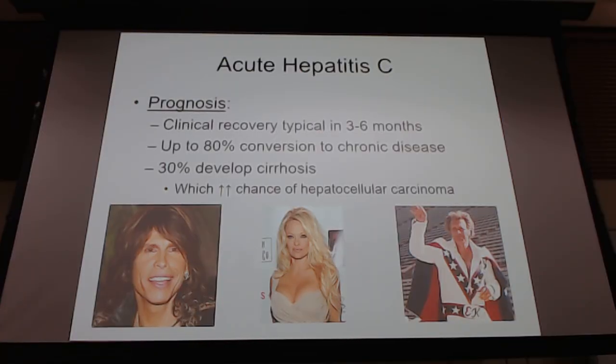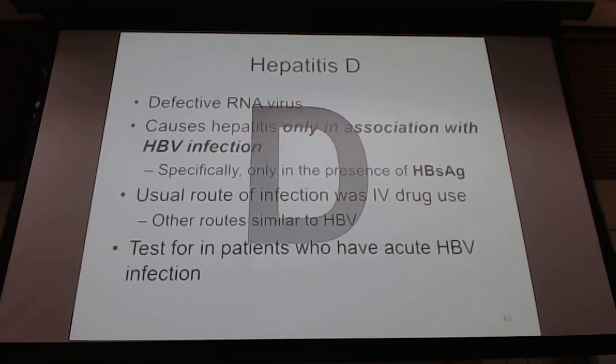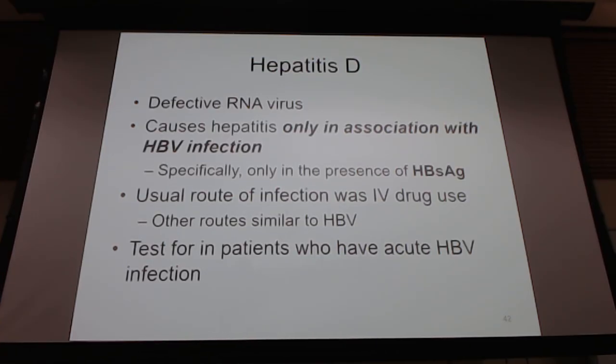But anyway, moving on. D. So this is an RNA virus. This is only associated with B, so it can typically run with B. This can also show up as surface antigen as well. The usual infection group is drug use, similar routes with HBV. So if they have HBV, we need to be concurrently testing them for HDV. Okay, so that's all you have to know about that.